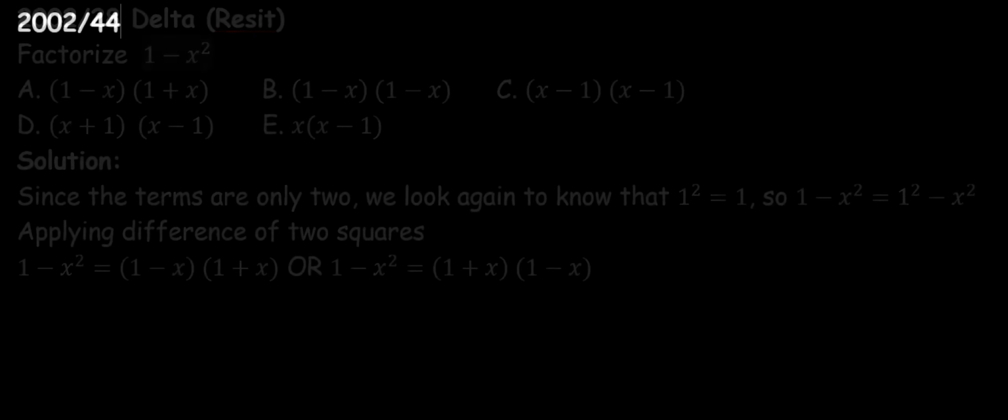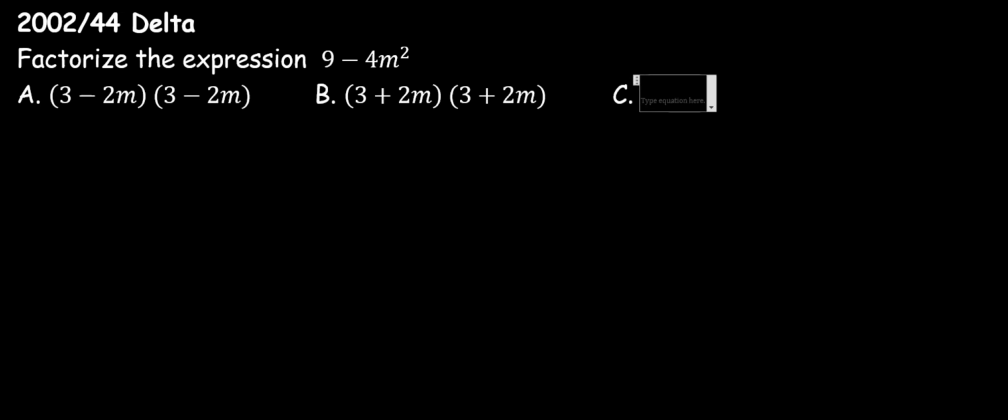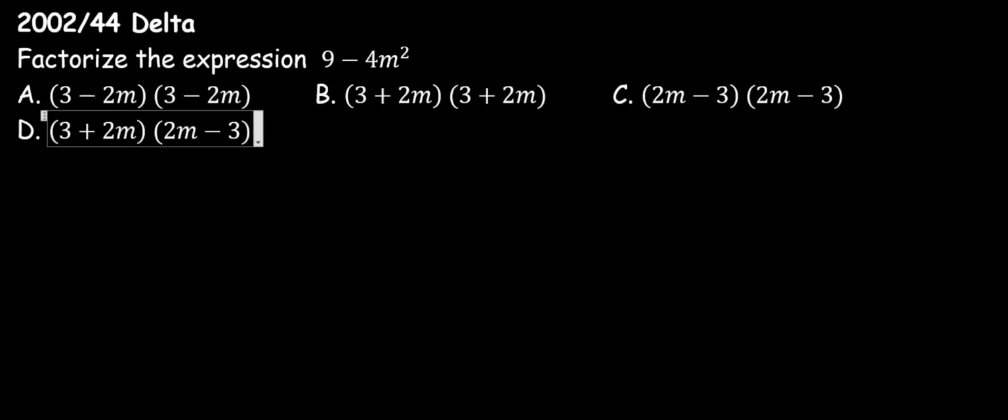Another example, factorize the expression 9 minus 4m squared. A, (3 minus 2m) into another bracket (3 minus 2m). B, (3 plus 2m) into another bracket (3 plus 2m). C, (2m minus 3) into another bracket (2m minus 3). D, (3 plus 2m) into another bracket (2m minus 3). E, (3 plus 2m) into another bracket (3 minus 2m).